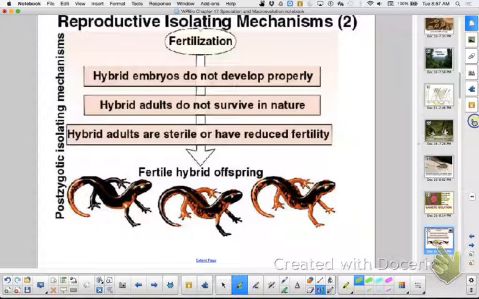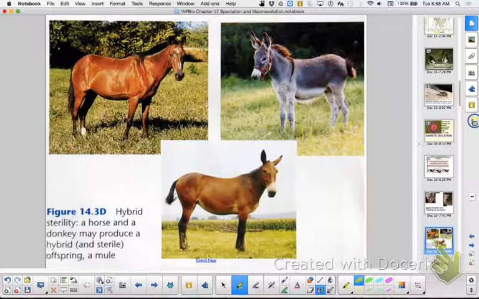So post-zygotic isolating mechanisms are those after formation of a zygote. Hybrid inviability: the zygote cannot develop properly. Or hybrid sterility, and you could think mule. A horse and a donkey could produce a mule that is sterile. It depends on who the female is, the horse or the donkey, and not all mules are sterile. We had a mule that was not sterile. But sometimes other organisms don't want to mate with it. Sometimes they mate, but the F2 hybrids have reduced fitness.